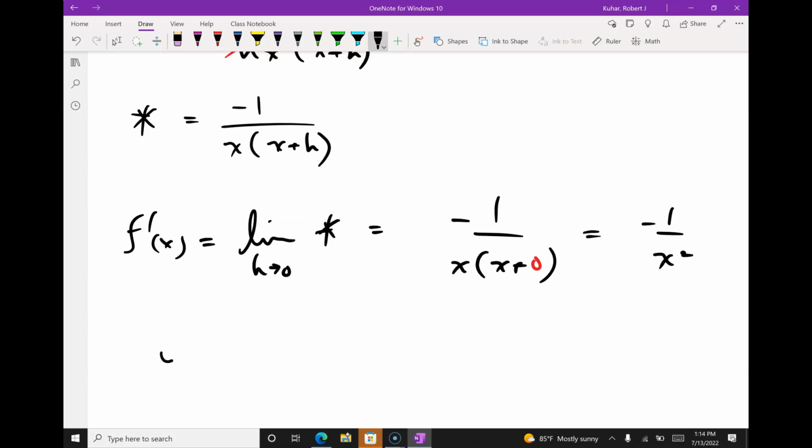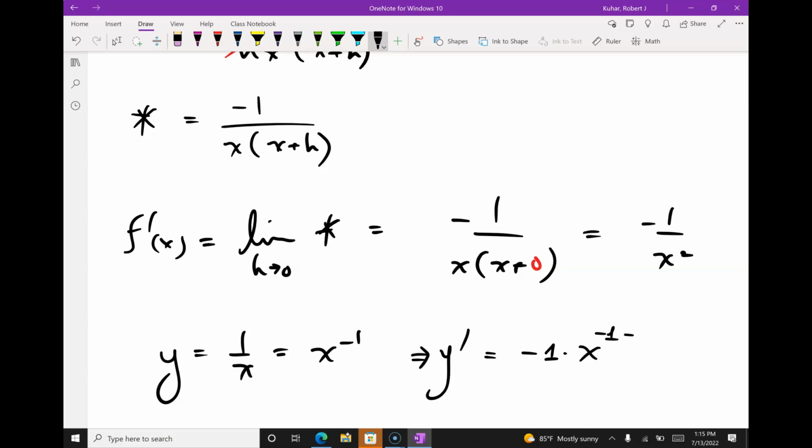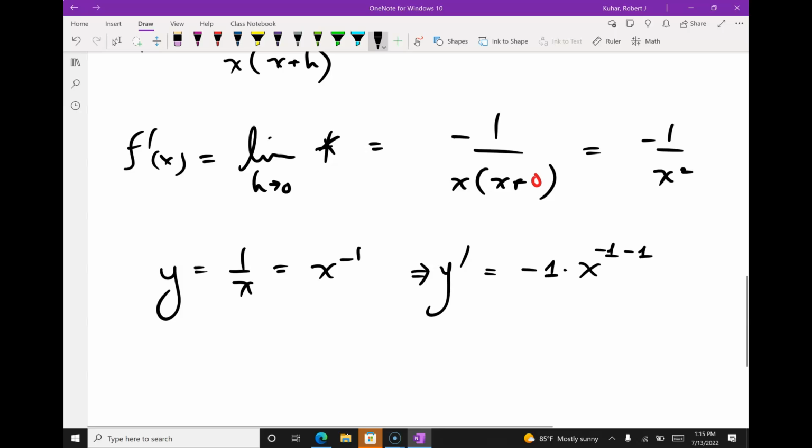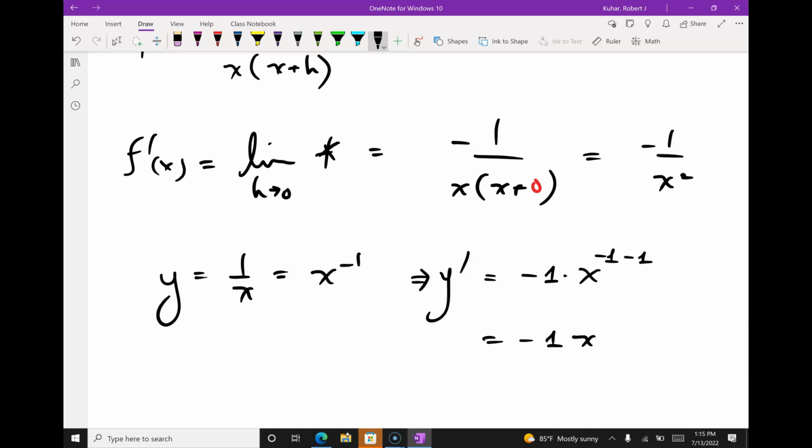But this one is a shortcut, right? y equals 1 over x is x to the minus 1. This is a power. X to a power is a power rule. And so what do I get for y prime? I bring down the power, so I bring down a minus 1, and then I reduce the power by 1, right? It's a negative 1 minus 1. Bring down the power, reduce the power by 1. So I get negative 1 times x to the negative 2, and of course a negative exponent means reciprocal.